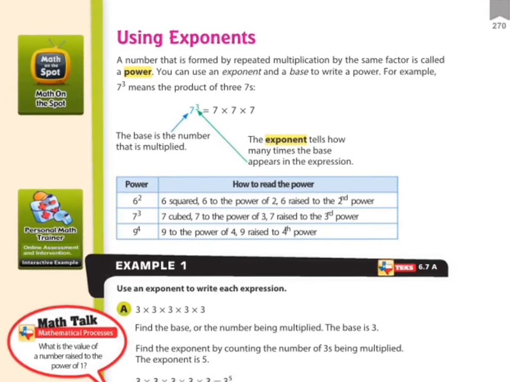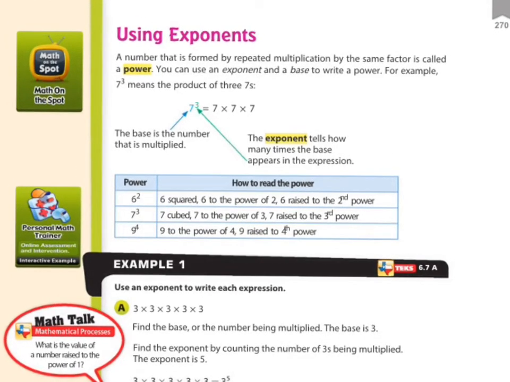This is using exponents. It says a number that is formed by repeated multiplication by the same factor is called a power. You can use an exponent and a base to write a power. For example, 7 with the little 3 means the product of 3 7s: 7 times 7 times 7.